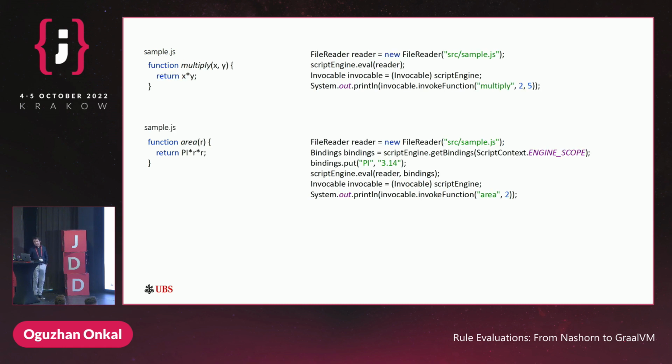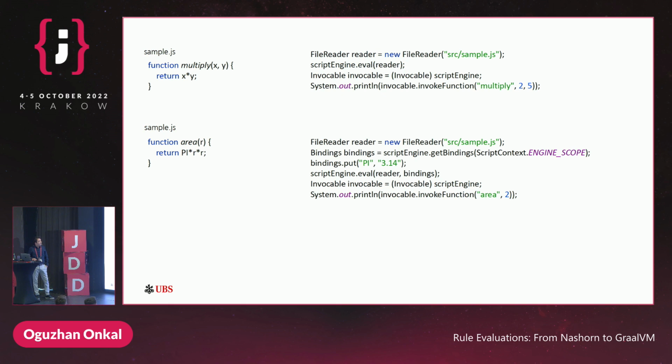Let's say, well, this time we actually provide the arguments. Because this invoke function is also taking the arguments, actually an object array, and we provide this 2 and 5, and we get the result 10. And in the last example, we will look at something a little bit different.